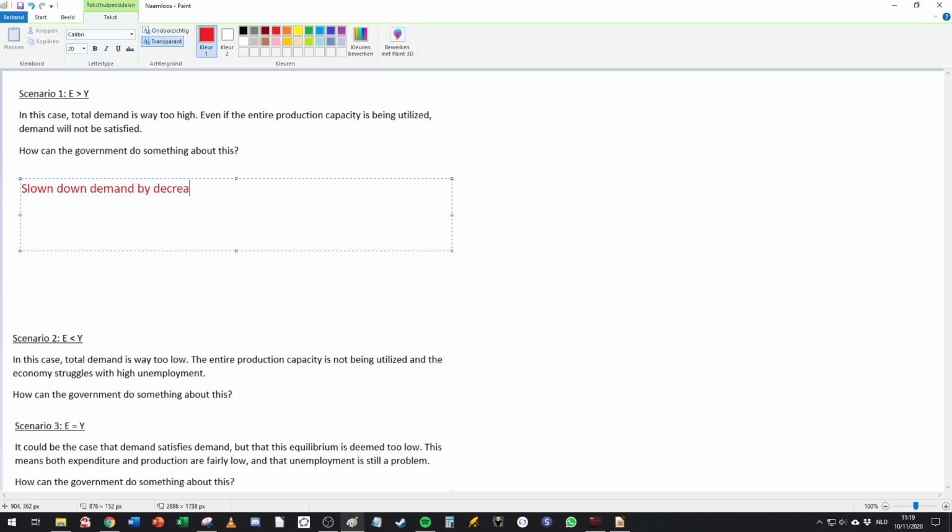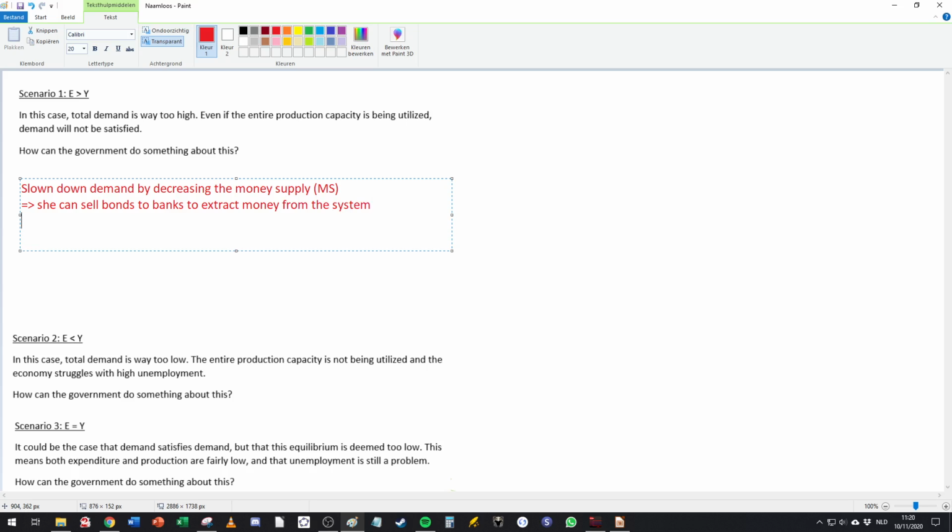By decreasing the money supply, you can write MS or M, you already know that. How can she do this? We already saw this in the previous video. She can actually, let's say, sell bonds to banks to extract money from the system. There's too much money.